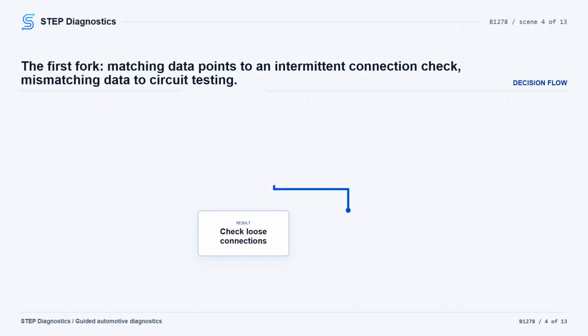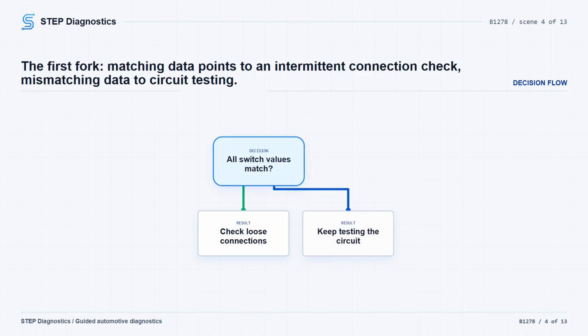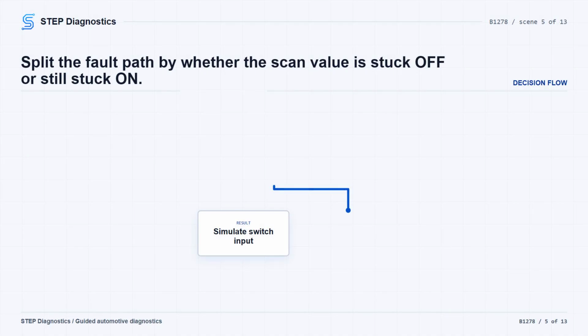If every value matches, treat it as an intermittent fault for now. The system is okay at this time, so concentrate on loose terminals, poor connections, or a condition that is not acting up while you're testing. If the data does not match, continue with the circuit path. Next, stay in the lighting data list and check the switch position value again. The key question is whether the data list value is OFF, not on.